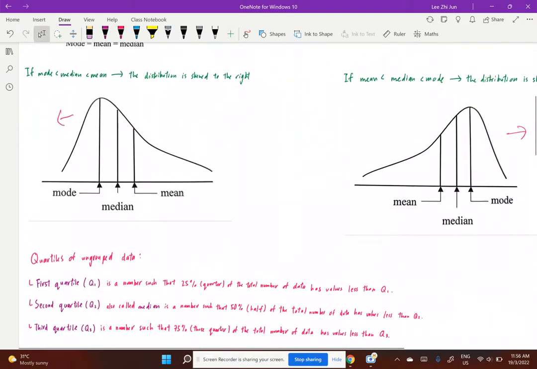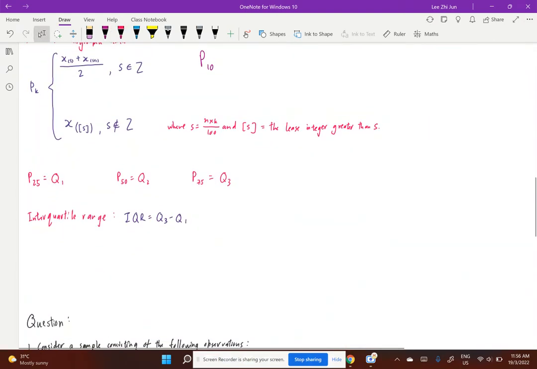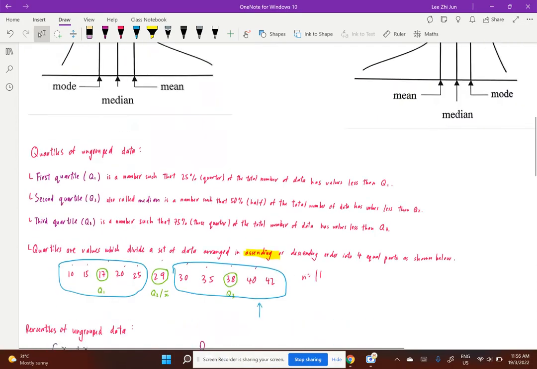Lastly is the interquartile range. The interquartile range is the difference between the third quartile and the first quartile.